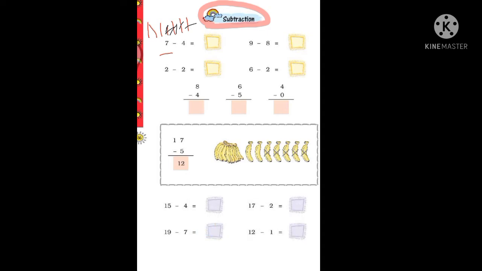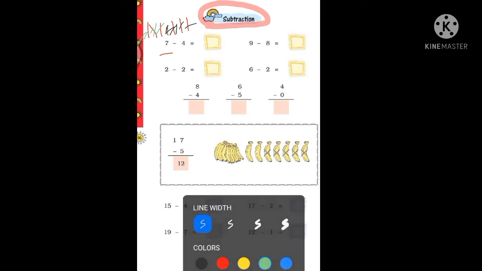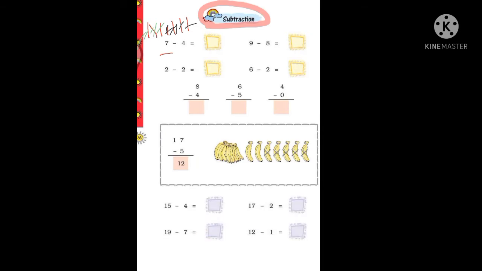Now after cutting 4, still how many remaining? So 1, 2, 3. How many remaining, students? 3 sticks remaining. So here we get the answer: 7 minus 4 is 3. So here you have to write down in the box answer 3. So everyone write it down. Your next question is 9 minus 8.